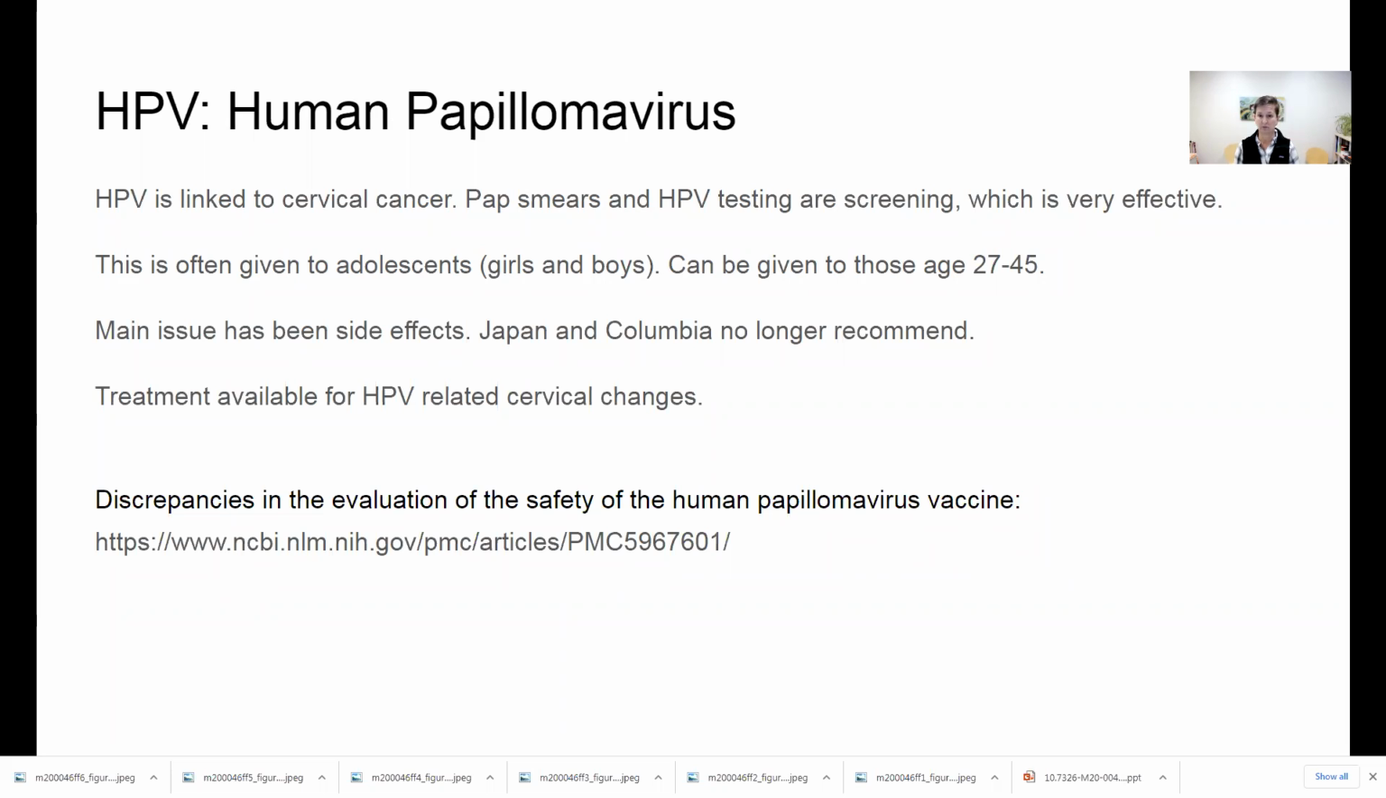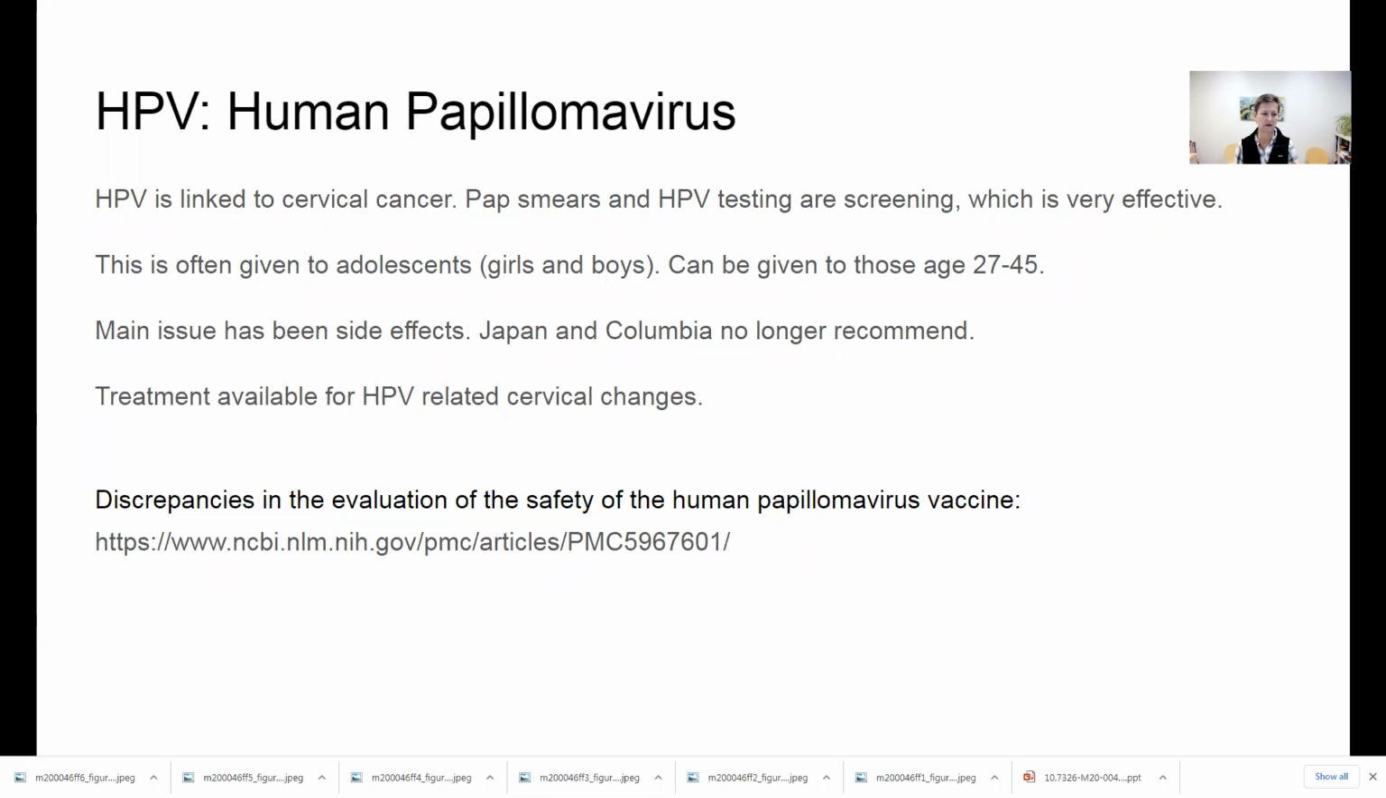Kind of the main issue with this has been side effects. There's questions about fertility problems for young gals. There have been people who have just gotten syncope or passing out. There's been some different odd side effects with this vaccine. Japan and Colombia no longer recommend them. They did initially, but they do not.